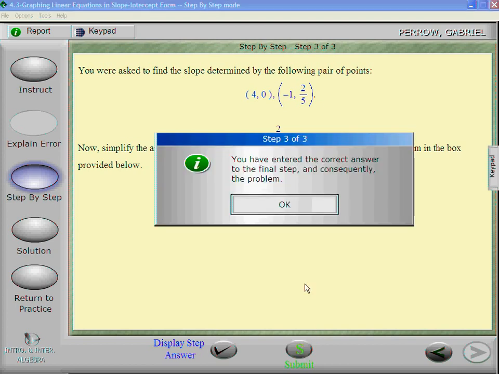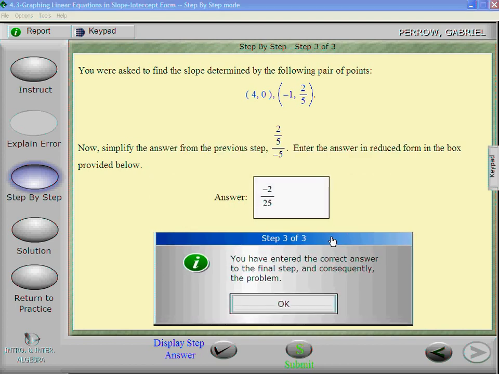Say submit. Okay? And let me move that box out of the way. Just think about what that means. It says the final answer is negative 2 over 25. What that means in terms of rise over run is that from point to point, there's a ratio of going down 2 for every 25 that you go to the right. So if it's a negative value for rise, that means essentially drop. Drop 2, go 25 to the right.